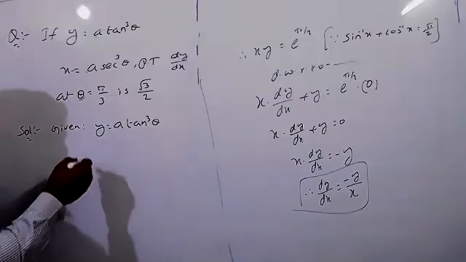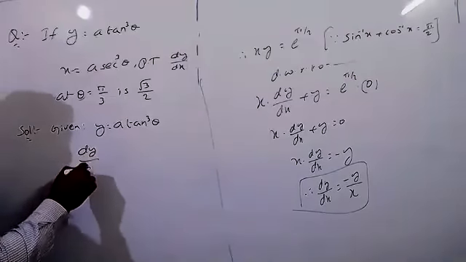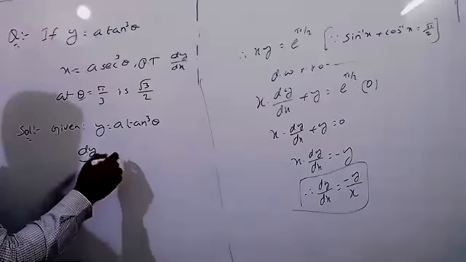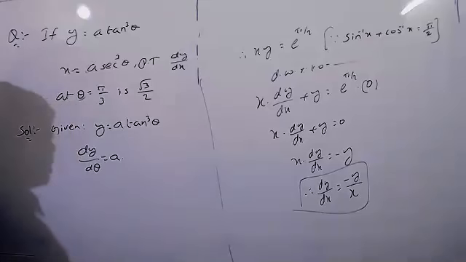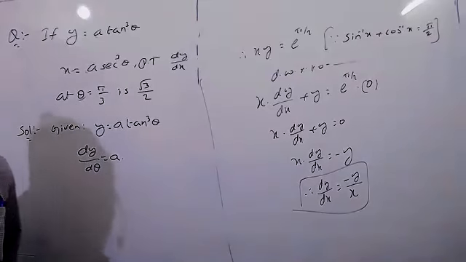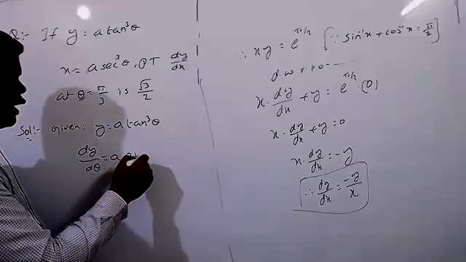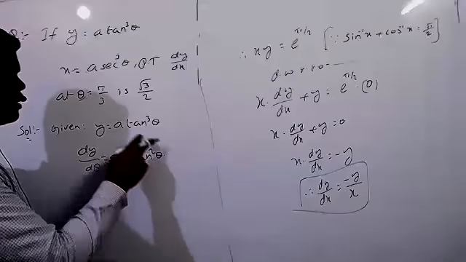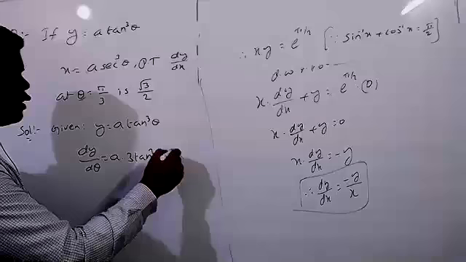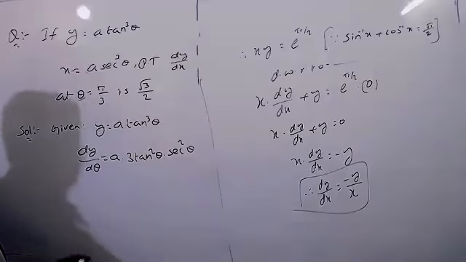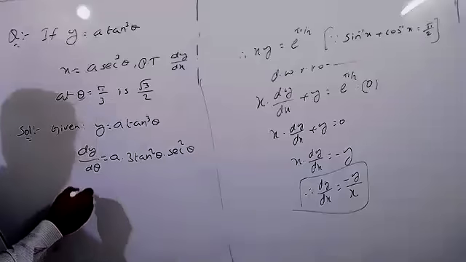Now differentiate with respect to theta on both sides. So dy by d theta equal to a, the constant value, but tan cube, the differentiation of tan cube theta equal to 3 tan square theta into differentiation of tan theta, which is secant square theta. It is the first one you can take.